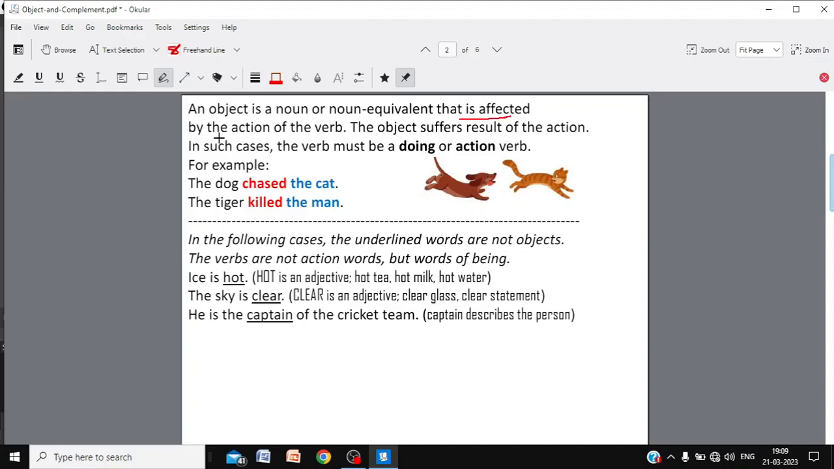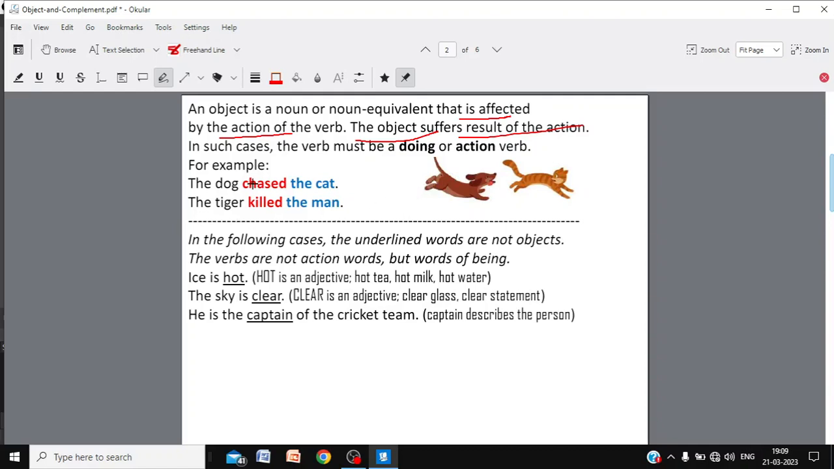The object is always affected by the action of the verb. That is, the object suffers the result of the action. Whatever the action is, the result falls upon the object, and the object is affected by the action and suffers the consequences of the action.